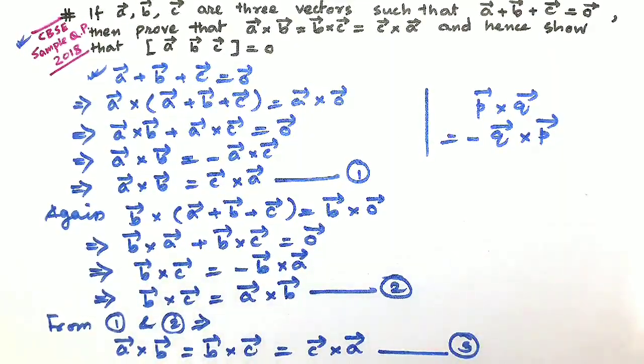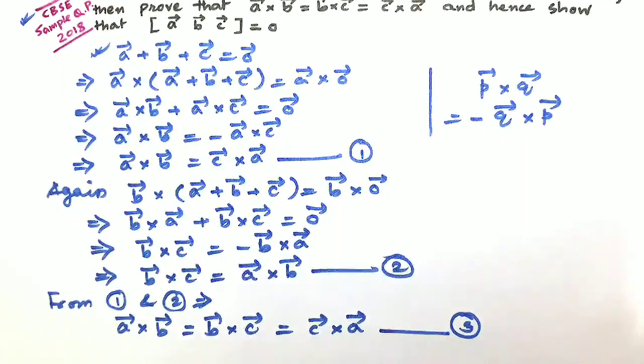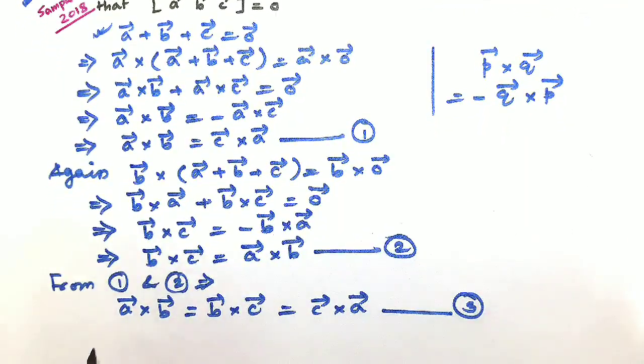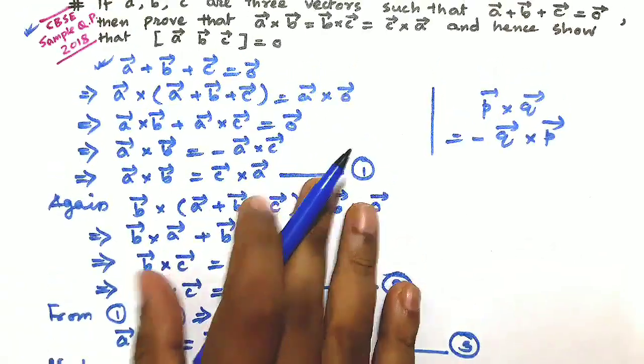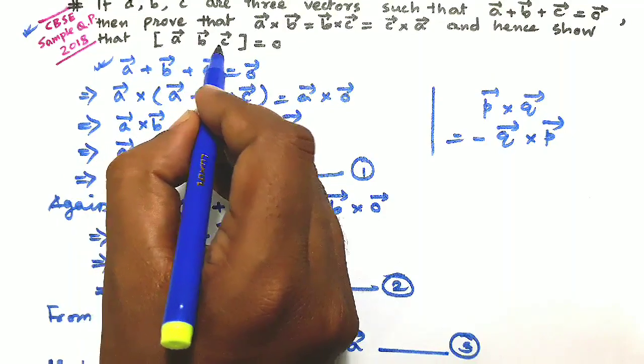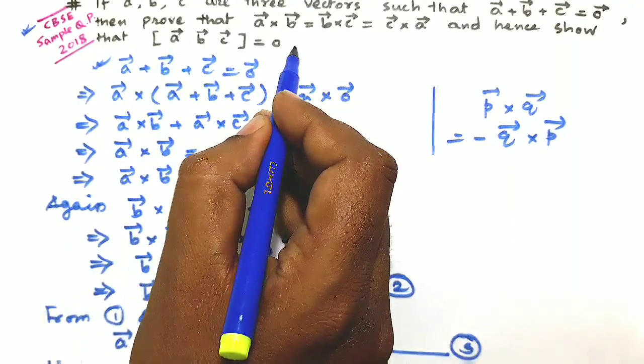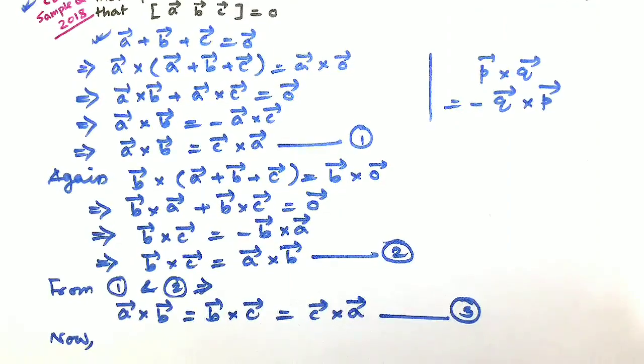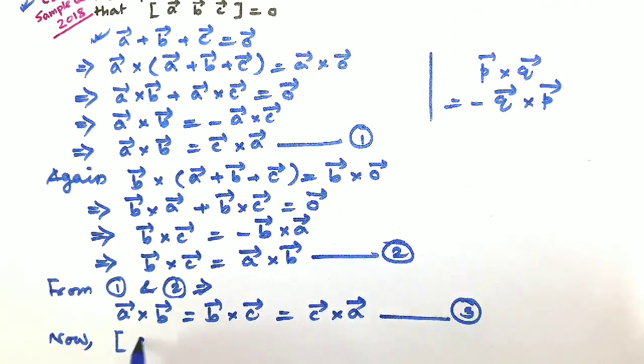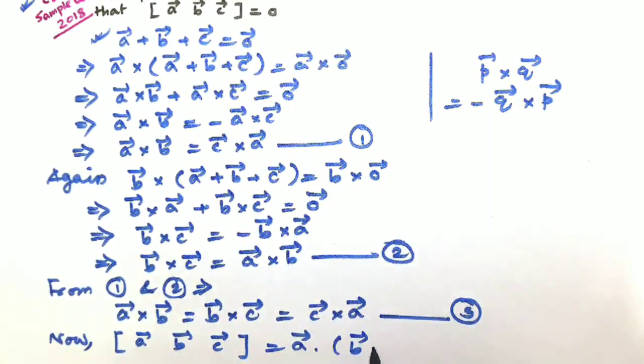Now friends, this step is important, that is actually we have to find out the scalar triple product of A, B, C is equal to 0. Okay. So what is scalar triple product? You know, this form actually A vector, B vector, C vector is equal to A vector dot B cross C vector. This is the scalar triple product, and this is the simple notation of scalar triple product.